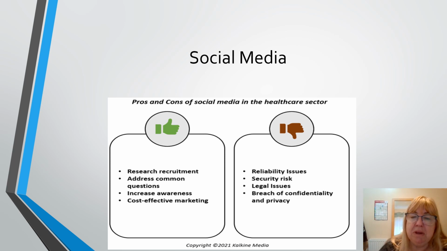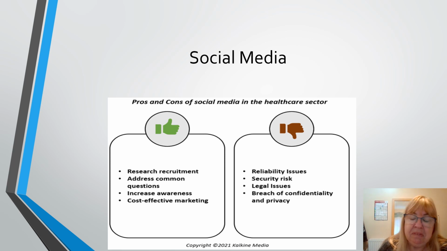You could use social media to increase the awareness of your care home, to let people know that you're there. Maybe some people don't know about it. Maybe your care home's only been open for a short while and you're fairly new. So you can bring it to people's attention. And it's also very cheap and cost effective marketing, isn't it?